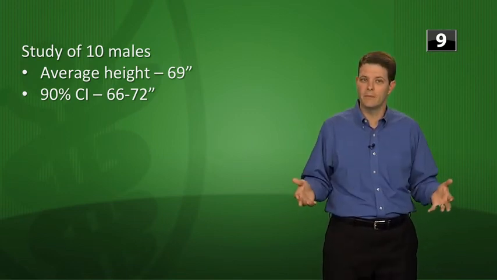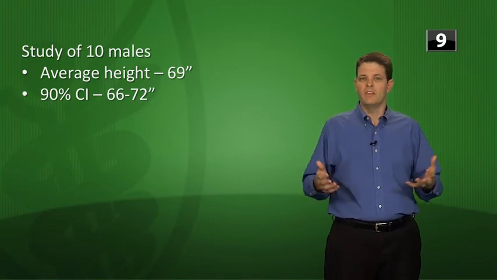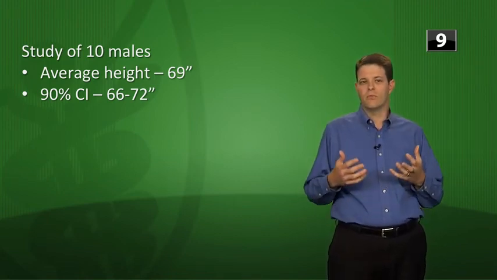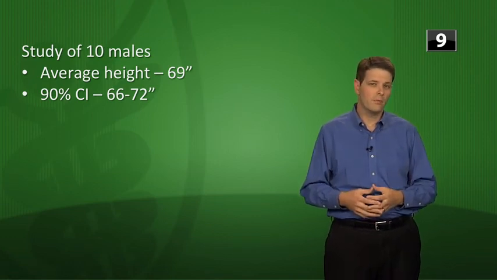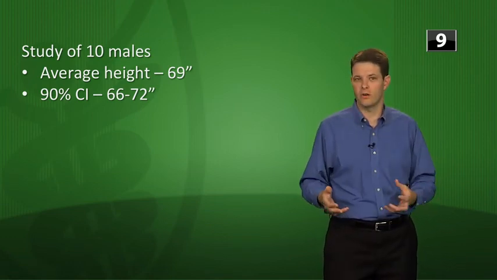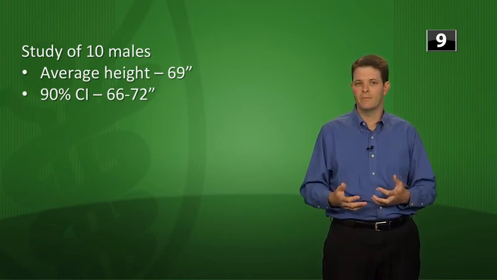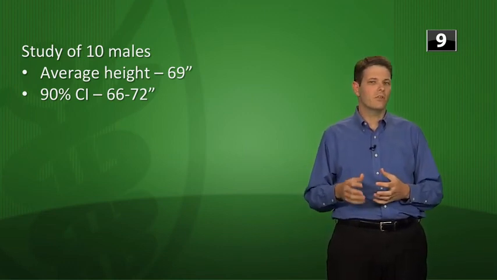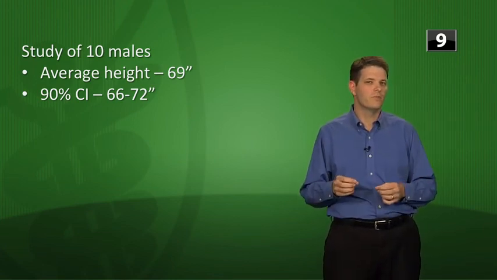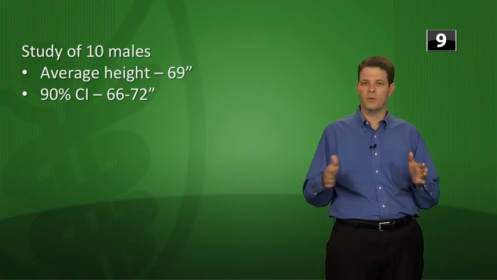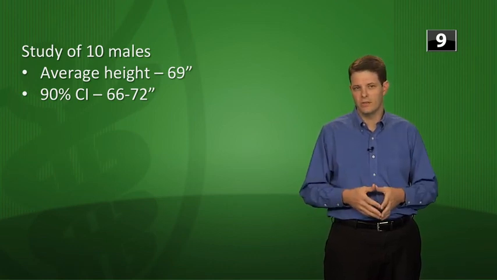So what does that mean? Well, how can you be certain that the 69-inch average height you calculated in your study is a reflection of the true average height for the larger population? Well, you can't be 100% certain, but you can have a certain amount of confidence that your study reflects reality. What that 90% confidence interval of 66 to 72 inches tells you is that you can be 90% confident that the true average height falls somewhere between 66 and 72 inches.